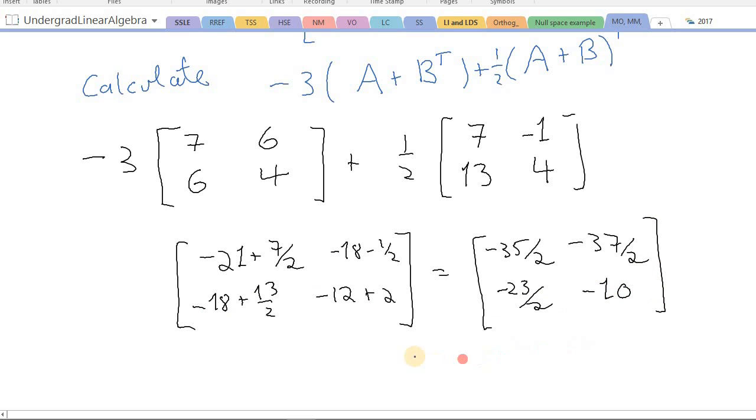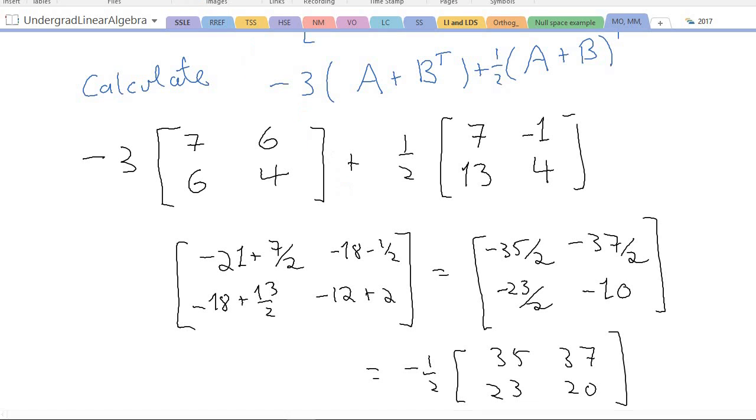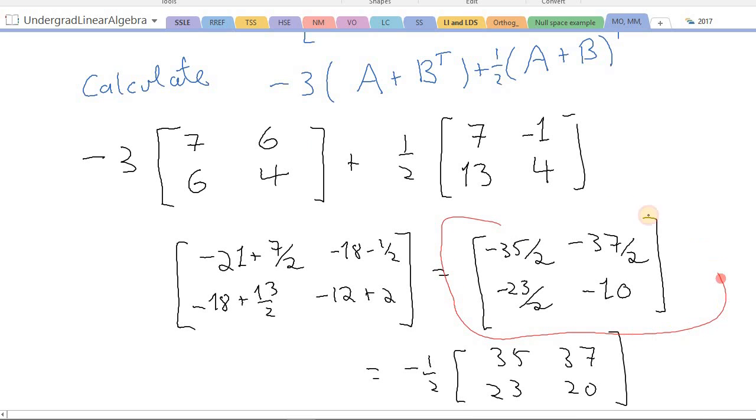Okay. Now you can leave it like that, or you might want to take, so look, all the entries are negative. So I might want to take out a minus 1/2. And then this would be 35, 37, 23, and 20. Okay. Either way is okay. This answer or the other answer. Either one of these two answers. This one or this one. All right. So I did several shortcuts. You can do things out the long way if you want to make sure not to make a mistake. But hopefully you get the idea of how this works.